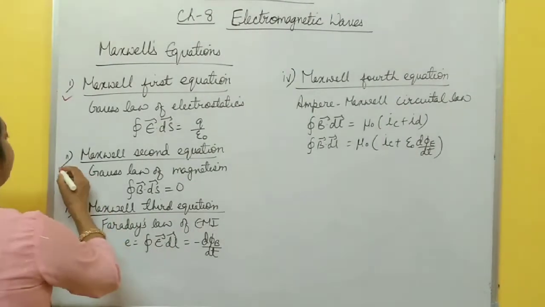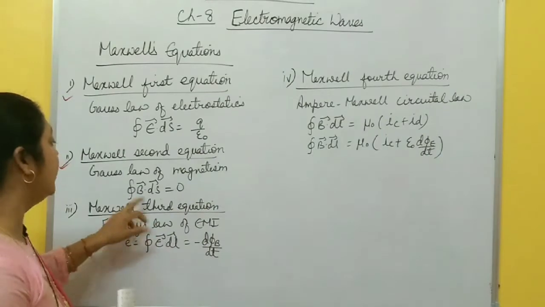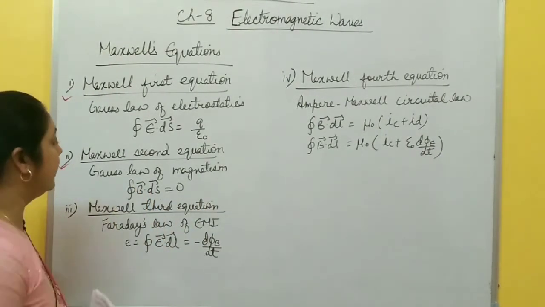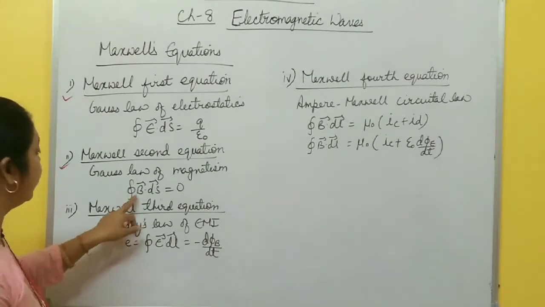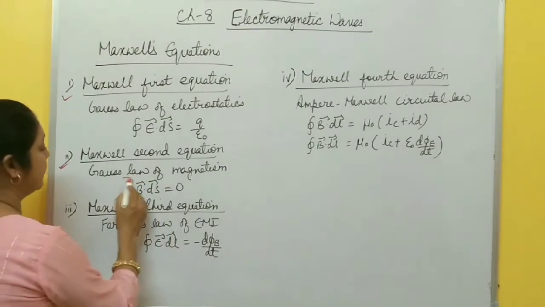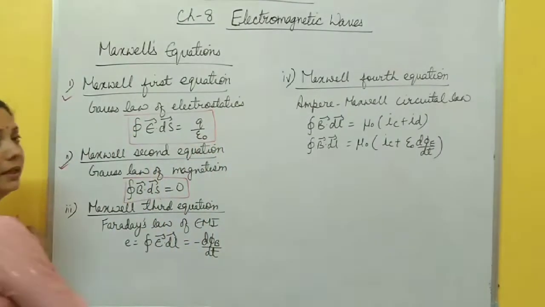Okay, now Maxwell's second equation is about Gauss law of magnetism. B dot ds equal to 0. From this equation, it is clear that magnetic monopole does not exist, right? Magnetic field lines are always closed curves. First one is E dot ds equal to Q by epsilon naught.